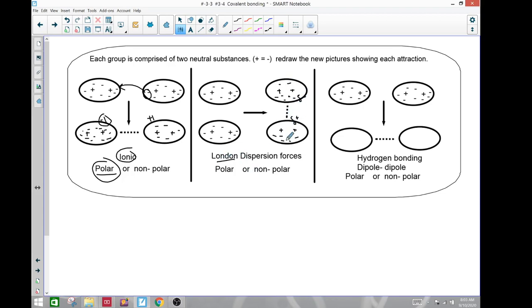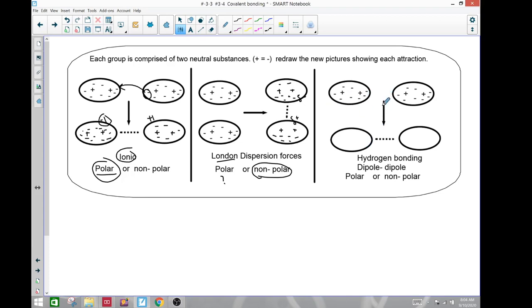Is this a polar molecule? No. There's no transfer of an electron. It's a non-polar molecule. This is a temporary thing. It goes away, it comes back. And you don't necessarily need a transfer of an electron to be polar, by the way. We'll see that happen here. So, hydrogen bonding.